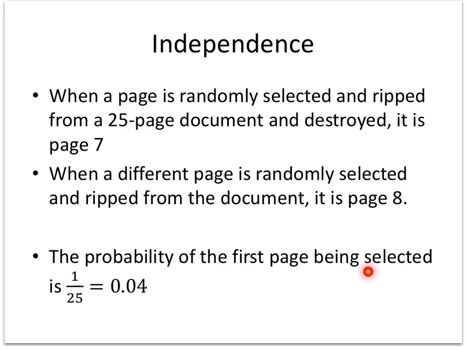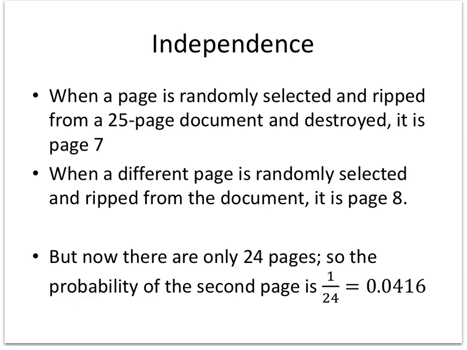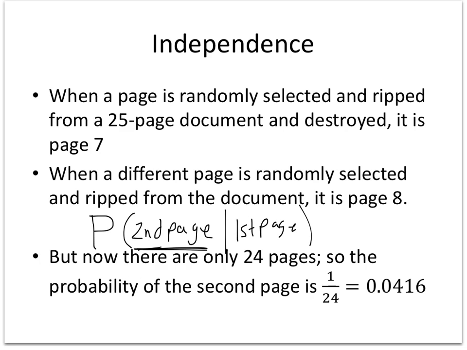So the probability of the first page being selected, I select the first page out of the 25 total pages, I get 0.04. The probability of the second page, now really how this should be written is the probability of the second page given that the first page has already been ripped out. So this is a dependent probability. This probability depends on the first probability.